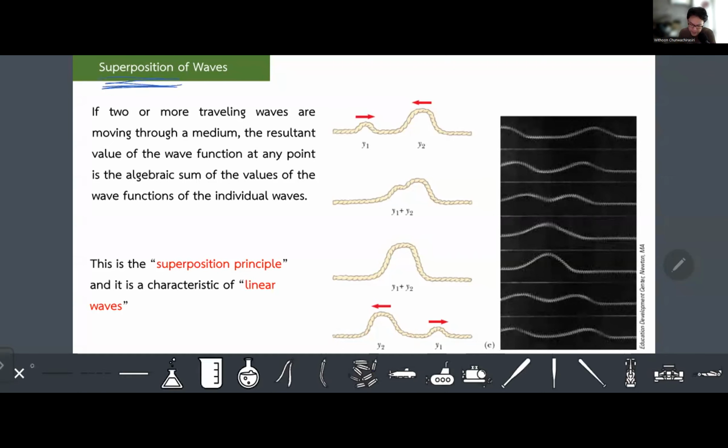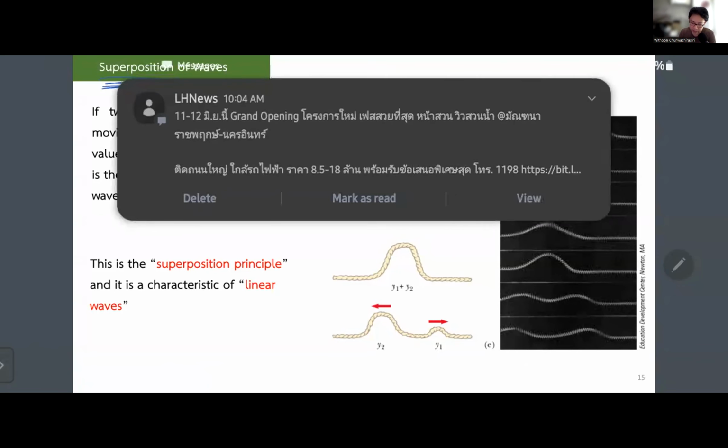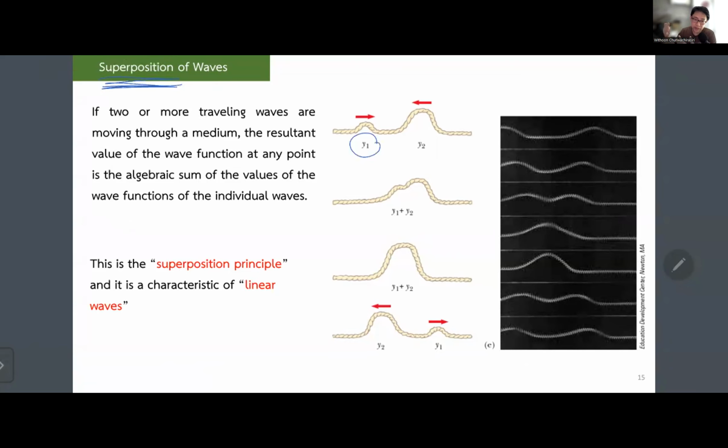And the concept of this is going to be super simple in the sense that 1 + 1 is equal to 2. Isn't that cool? So the good thing is, look at this. If you have a wave that can be described by y1, y1 could be a function that looks like everything you have learned before. It could be sinusoidal waves. It could be a pulse. It could be anything, x plus or minus vt.